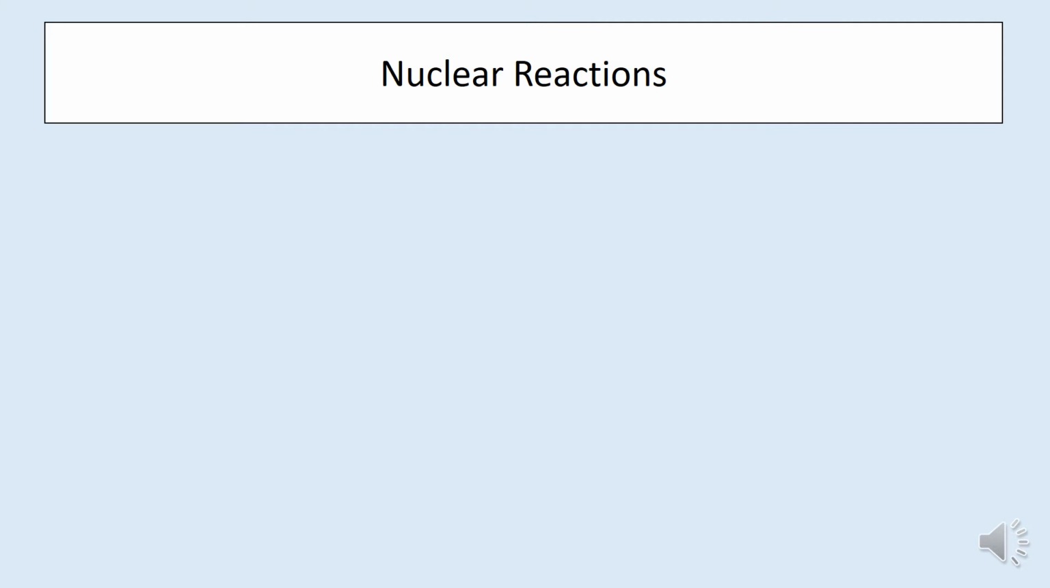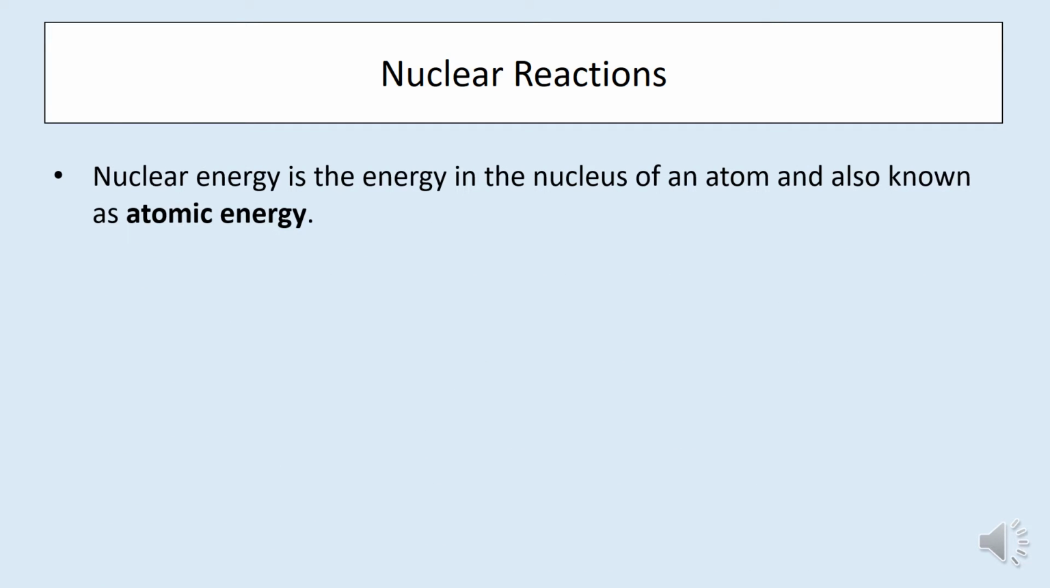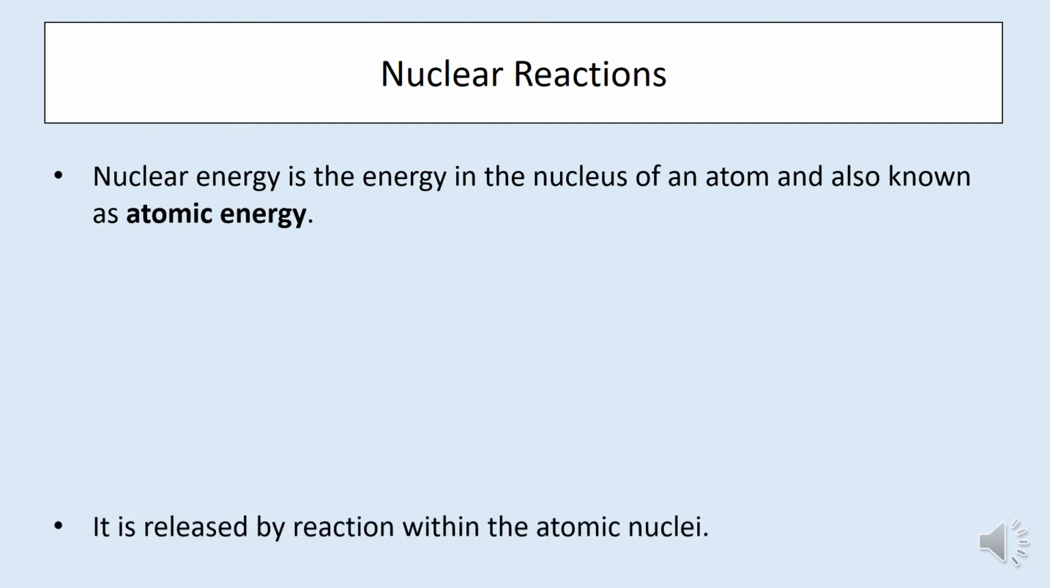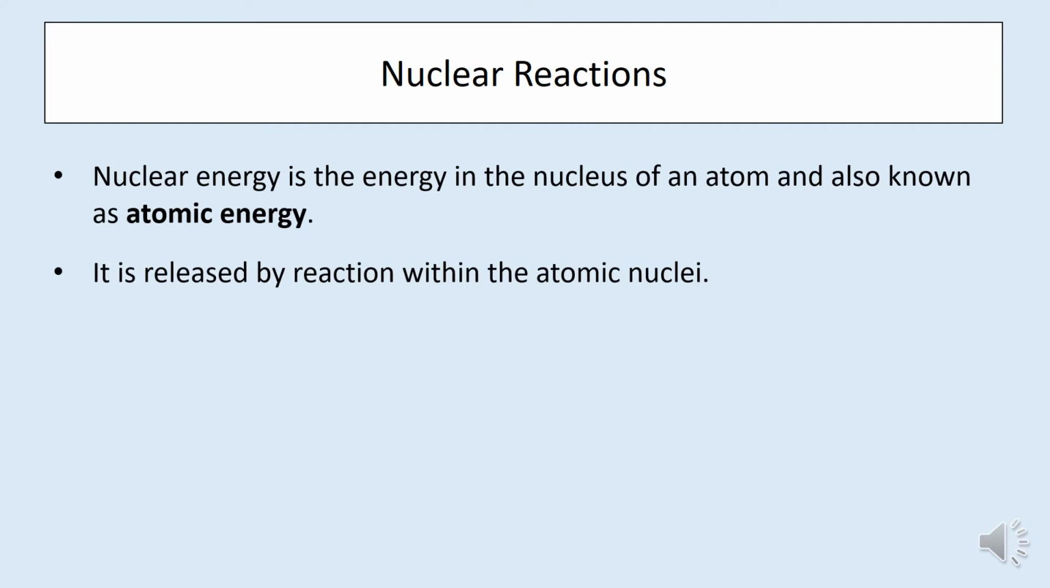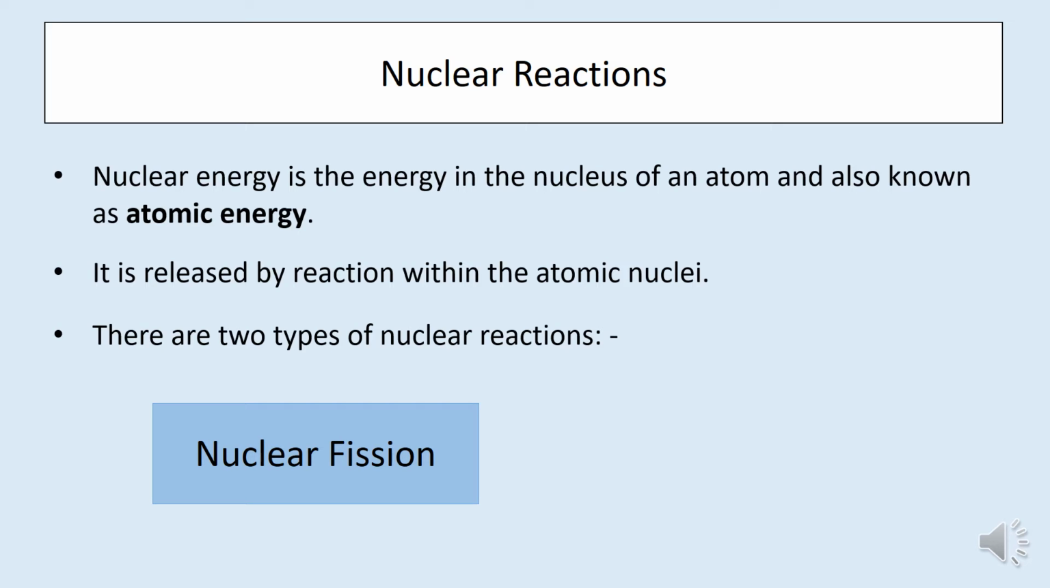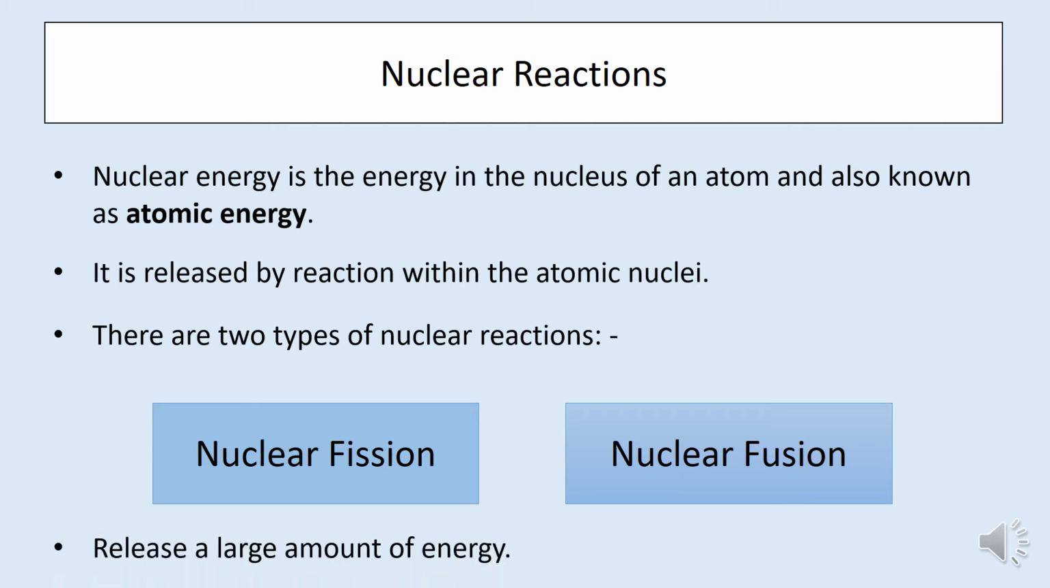Let's start our lesson with nuclear reactions. Nuclear energy is the energy in the nucleus of an atom and also known as atomic energy. Atomic energy is released by the reaction within the atomic nuclei. There are two types of nuclear reaction. Number 1, nuclear fission, and number 2, nuclear fusion. Both nuclear fission and nuclear fusion release a large amount of energy.